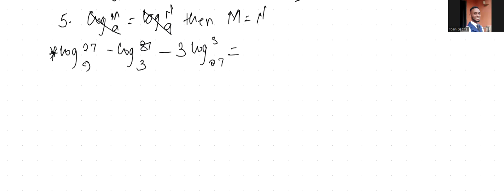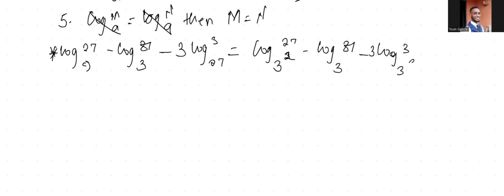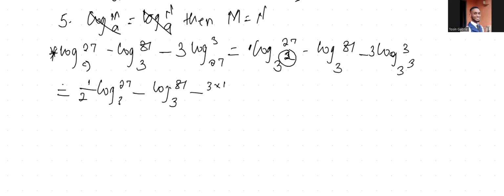So what I say is log 27, then this 9 will be the same as 3 raised to the power of 2, then minus log 81, base 3, then minus 3 log 3, that's 27 is 3 raised to the power of 3. So according to the law of logarithm, when a base has a power, it automatically comes out as 1 over. So it's going to be 1 over 2 log 27 base 3, then minus log 81 base 3, then minus 3 times 1 over 3. So this 3 is the one coming out as 1 over here. Then log 3 base 3.